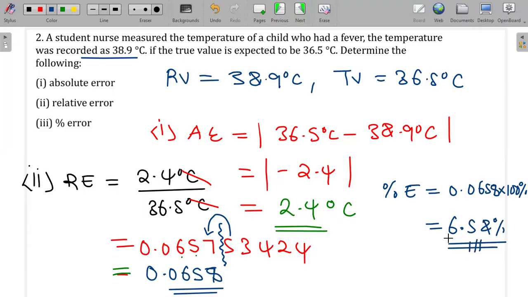So it is as simple as that to find the absolute error, the relative error, and the percent error. You just have to know the recorded value and the true value, then you'll be able to find anything that you want. In some questions, it will not come as direct as this one. They may give you maybe the relative error, and then ask you to find the true value, and then from the true value, that's when you find the absolute error. So be clever enough to actually understand whatever they have given you.